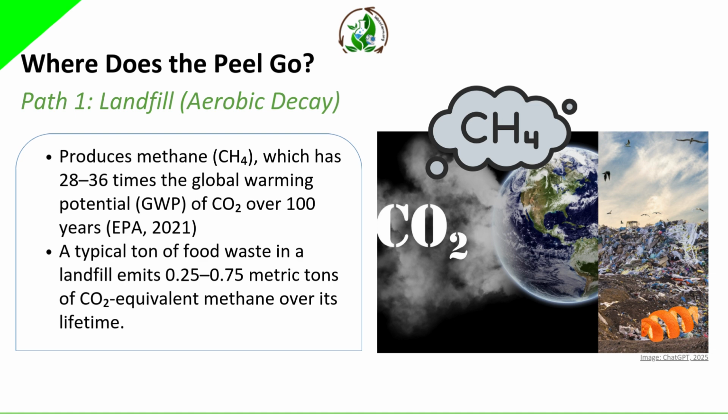Now, let's get specific. Pathway 1 is the landfill, and it's the most common in the US. When food waste is buried in a landfill, there's no oxygen. That means microbes break it down anaerobically, producing methane. And methane is 28 to 36 times stronger than carbon dioxide at trapping heat in the atmosphere over 100 years. To put it into perspective, just 1 ton of food waste can generate up to 3/4 of a ton of CO2 equivalent methane. On top of that, all the nutrients in the food, carbon, nitrogen, phosphorus, are lost, trapped away instead of going back to soil. When you toss a banana peel in the trash, it doesn't disappear. It sticks around, contributing to climate change.